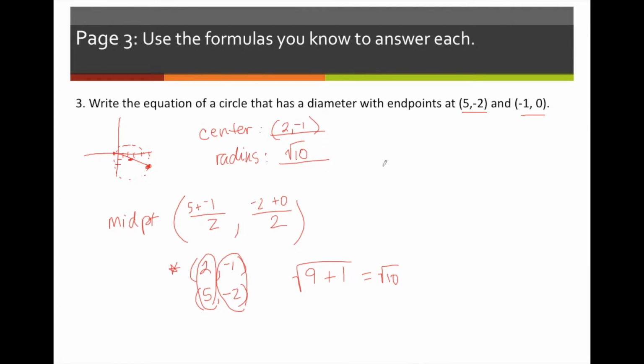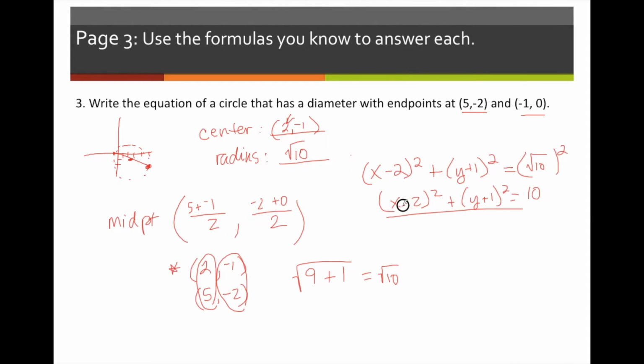When I write this in the equation form of a circle, I'm going to have (x minus 2) squared, because that's my h coordinate, and then (y plus 1) squared equals my radius squared. And my radius squared here, I could just as easily write as just 10. So (x minus 2) squared plus (y plus 1) squared equals 10. So this is the final answer.